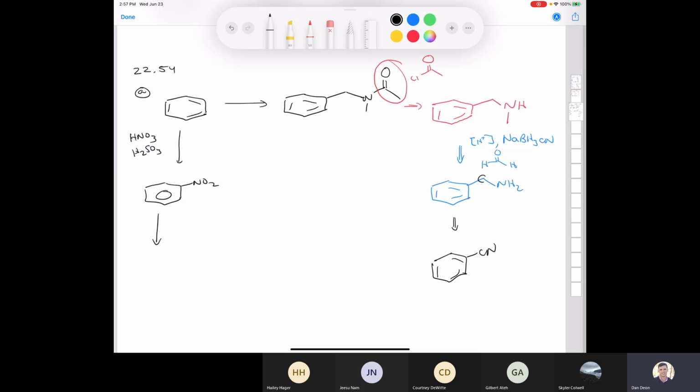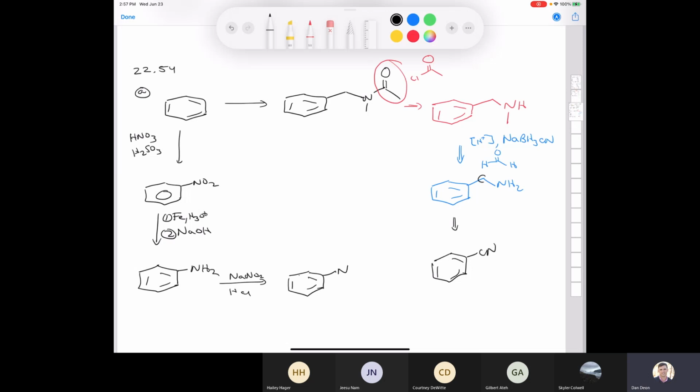Then I want to reduce that. So I'll treat it with iron and aqueous acid, followed by sodium hydroxide. That just makes aniline. So now all I've done is made aniline from benzene. Now I want to diazotize, so I'll treat this with sodium nitrite and HCl, and that will give me the diazonium ion.